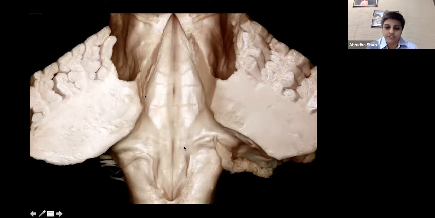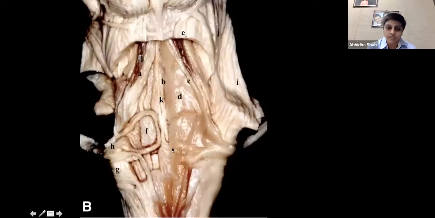And what are these white lines that you see? You see them very consistently when you're operating. You will identify these white lines, and these are the striae medullaris. They are actually acoustic fibers as they run from the cochlear nuclei and go towards the midline. Now, once you remove the ependyma of the fourth ventricle, these are the fibers that you will see. So first, this is the ependyma.